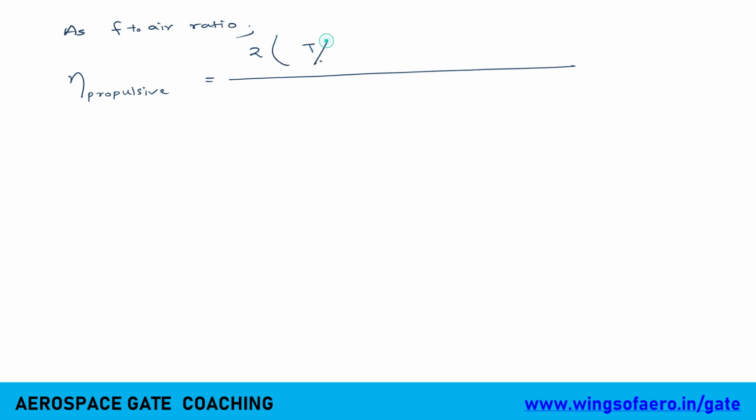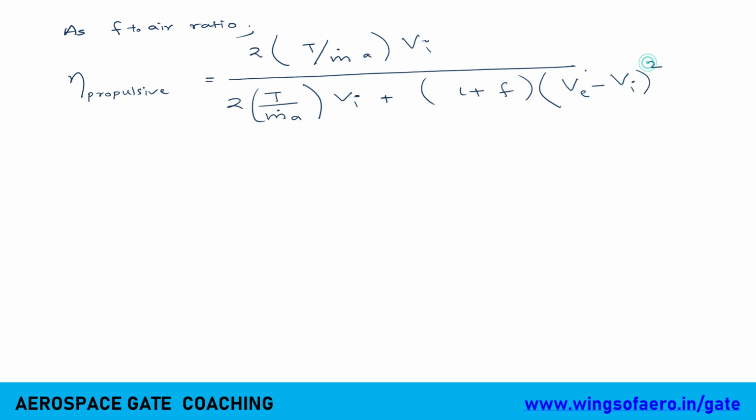As fuel to air ratio is given, so propulsive efficiency equals twice of T by m dot A into VI, divided by twice of T by m dot A into VI plus 1 plus F into VE minus VI whole square.